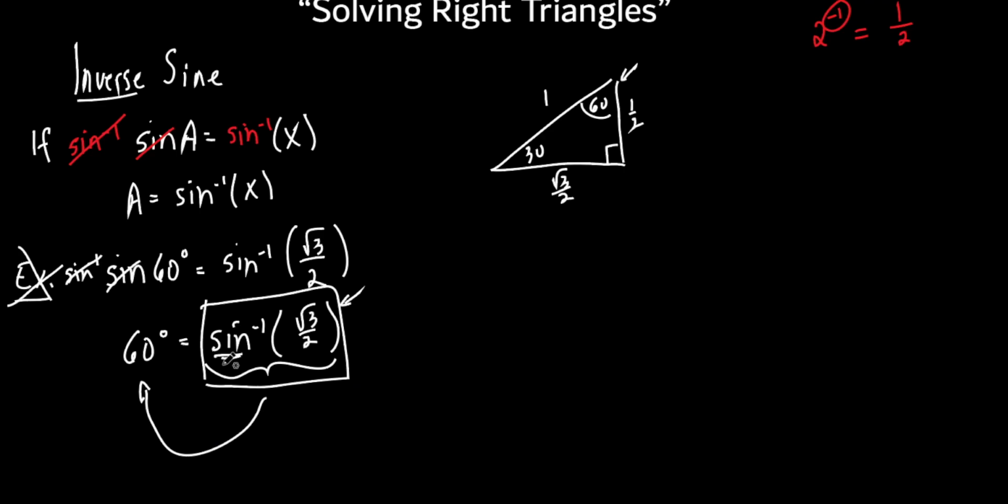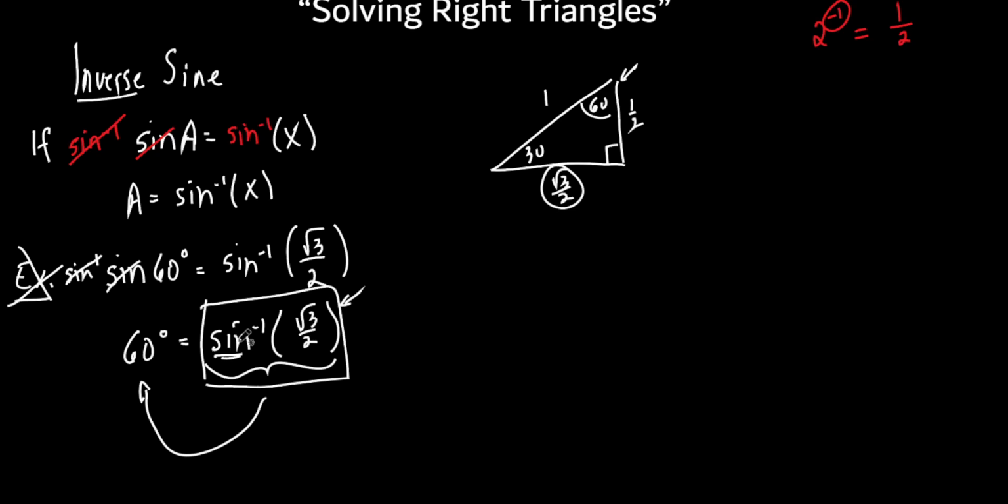But I want you to know what you're doing, or what it's asking for, when you do this. So if I have the sine to the negative first, or the inverse sine of some number, I'm asking, or they're asking, what angle, if I take the sine of that angle, am I going to get the square root of 3 over 2? What angle is it? It's 60. Let's put it in a calculator.